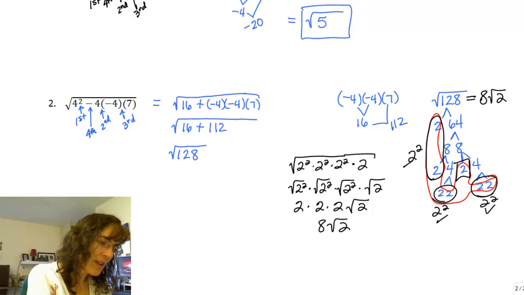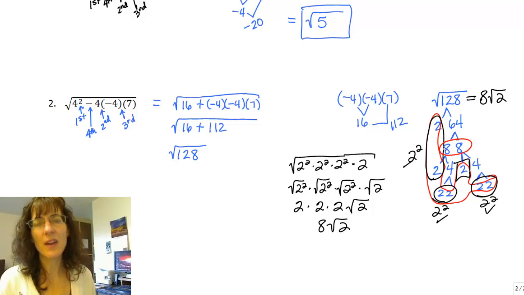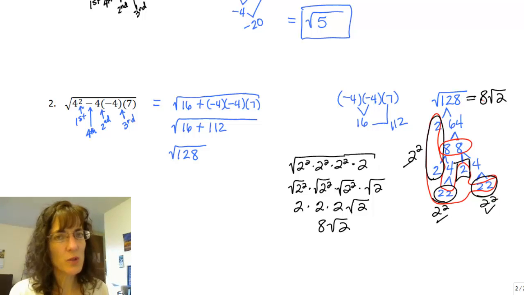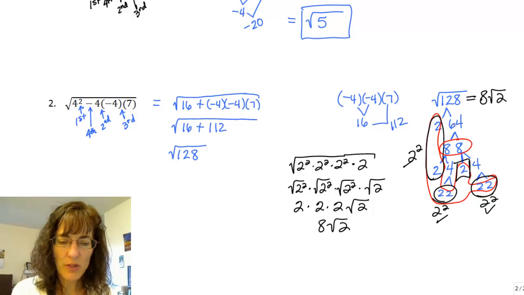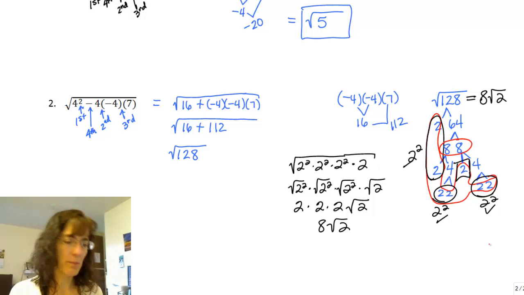Now you might have noticed, and it's okay if you stopped right here, but you might have noticed perfect square right there. And if you did that 8 squared, you would have come out 8 square root of 2 as well. It's wherever you notice it, but a lot of times it's better for students to factor it all the way down so they don't miss seeing a perfect square.